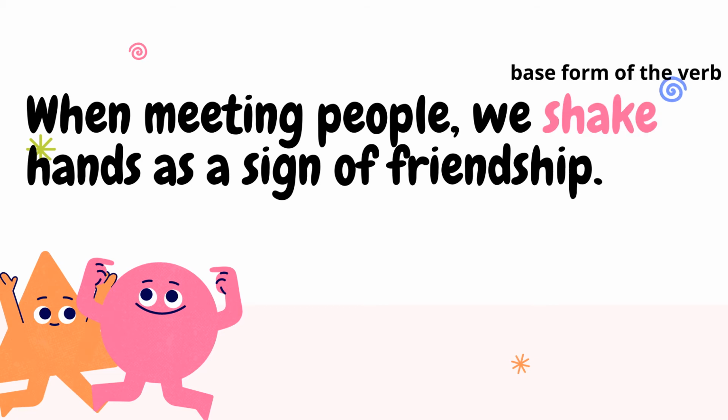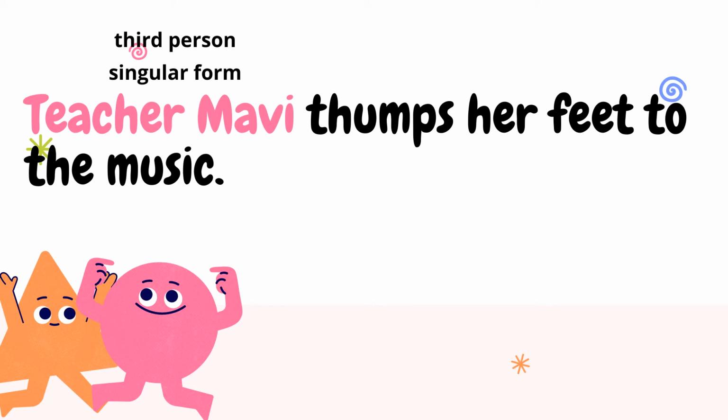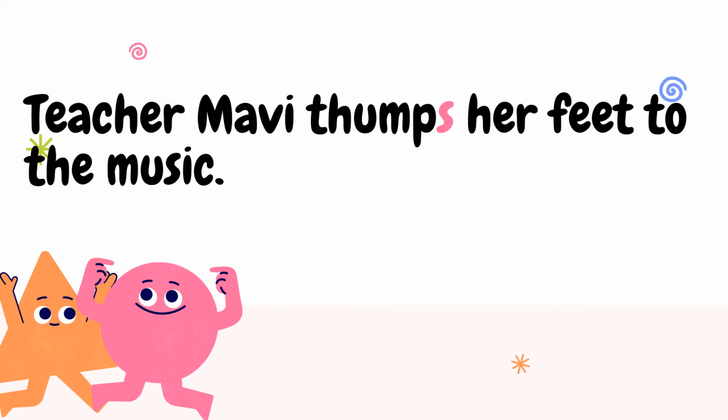The verb shake is in its base form because it is done in habitual action. We always shake hands with newfound friends, right? But that was before the COVID-19 pandemic. Another example. Teacher Mavi thumps her feet to the music. The noun or doer of the action, which is Teacher Mavi, is singular and in third person. That is why we need to use the S form of the verb thumps.